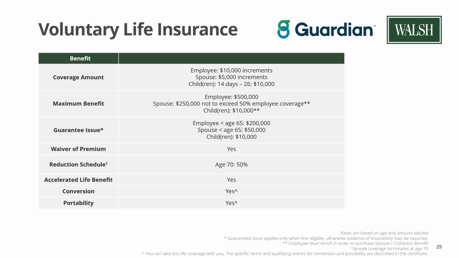There is a waiver of premium on this benefit, meaning that if you are to become disabled, you do have the opportunity to submit a request for waiver of premium to continue the coverage without having to pay the premiums while you are disabled. The reduction schedule, if you're still employed or still have this policy in place, at age 70, the benefit amount does decrease by 50%. There is also that accelerated life benefit on this policy as well as the conversion and portability, meaning that once you have this coverage and you leave the company, you do have the opportunity to take it with you.